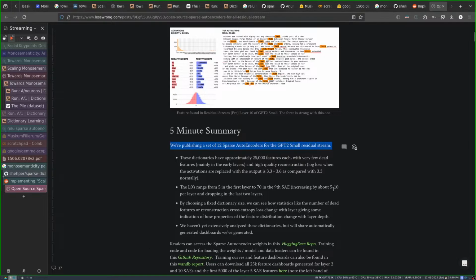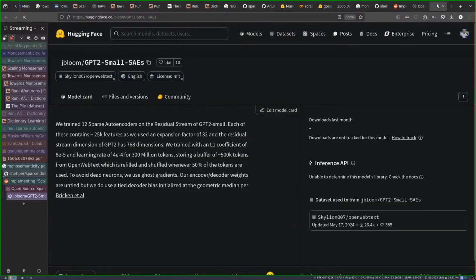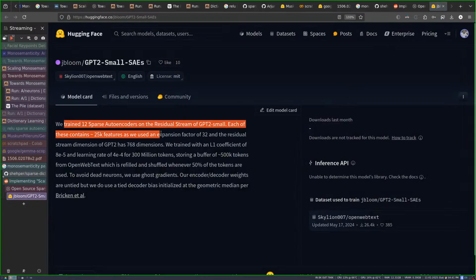We are publishing a set of 12 sparse autoencoders for GPT-2 small residual streams. These dictionaries have approximately 25,000 features each, with very few dead features, and high quality reconstruction when the activations are replaced with the output. Readers can access the sparse autoencoders in this repo. 25,000 features, as we use an expansion factor of 32.